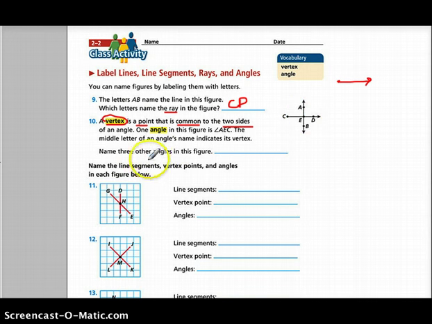They want us to name 3 other angles in this figure. So one would be angle AED. See if you can name the other 2.